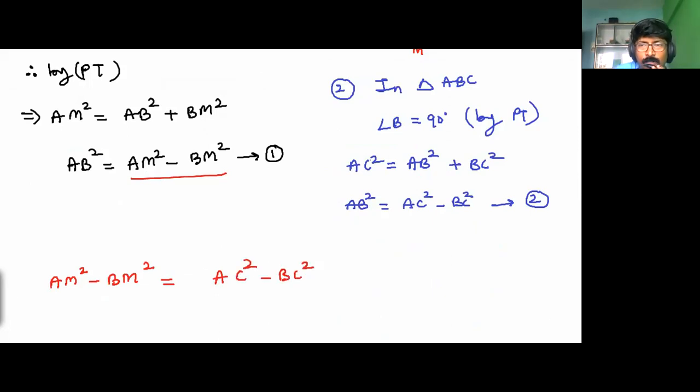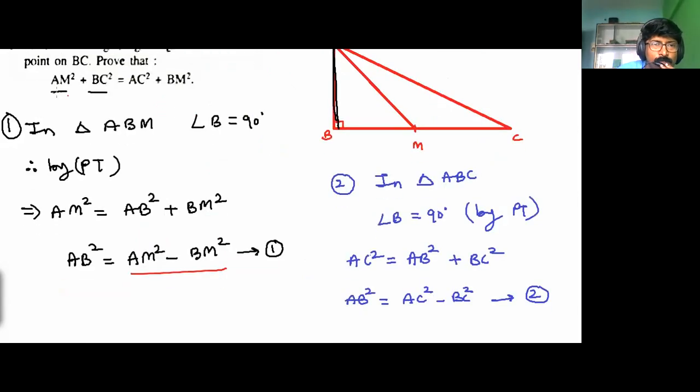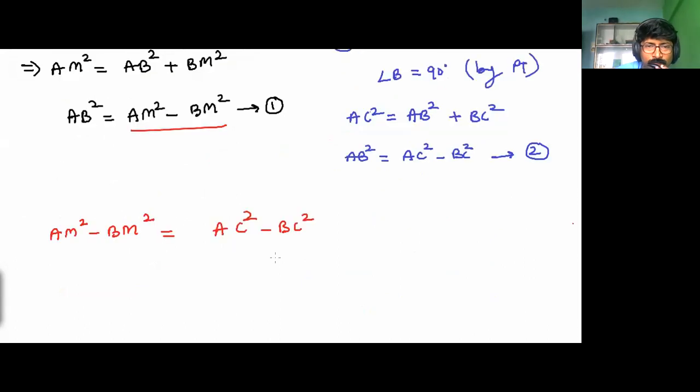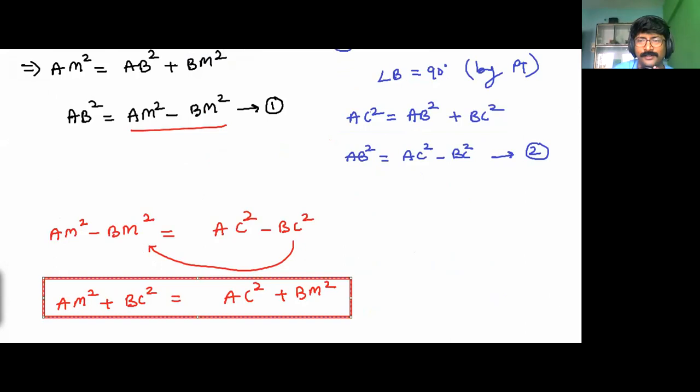Okay? Now look, where did we have to reach? We had to reach AM square plus BC square. So that is on the left hand side. If we get this BC on this side, it will become AM square plus BC square, which equals AC square plus BM square. And that's it. That is what we have to prove, isn't it? Hence proved. Did you understand?